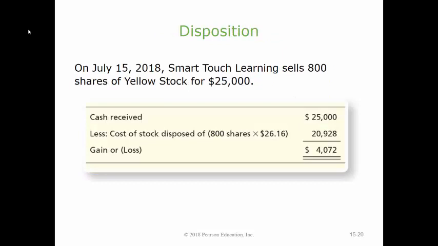What happens if a company sells its investment in another company? Let's say that on July 15th, 2018, SmartTouch is going to sell 800 of those 1,000 shares they just previously purchased, and they're going to receive $25,000 in total for the sale of their ownership in Yellow Company. Well, they're receiving $25,000. How much profit are they making?